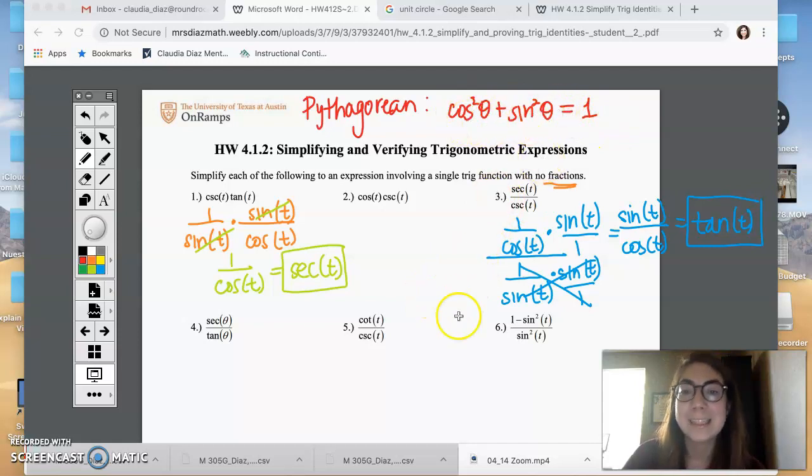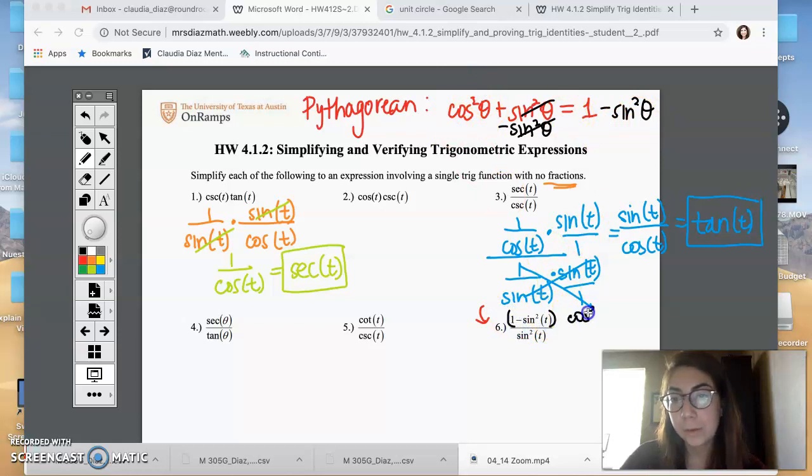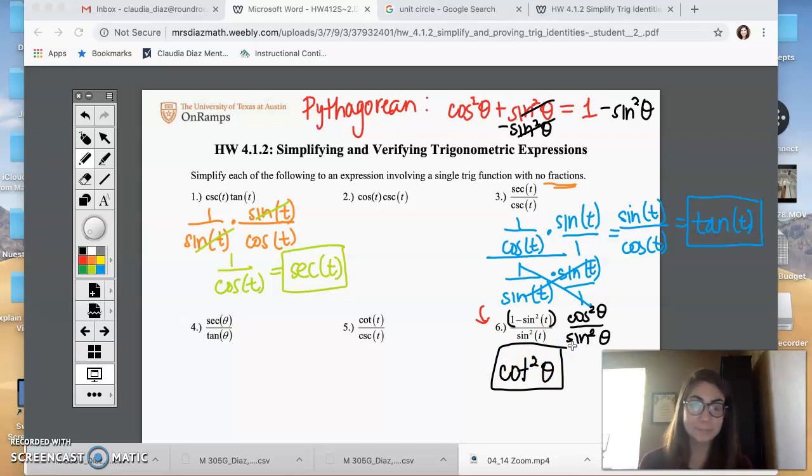The reason I talk about this one is because look at number 6. Number 6 has 1 minus sine squared. Well, if you look at the Pythagorean, we can subtract sine squared on both sides. When you subtract sine squared, you're left with cosine squared equals 1 minus sine squared. So this 1 minus sine squared is equivalent to cosine squared, and then this is over sine squared. So cosine squared over sine squared is going to be cotangent squared. So the answer for number 6 is cotangent squared.